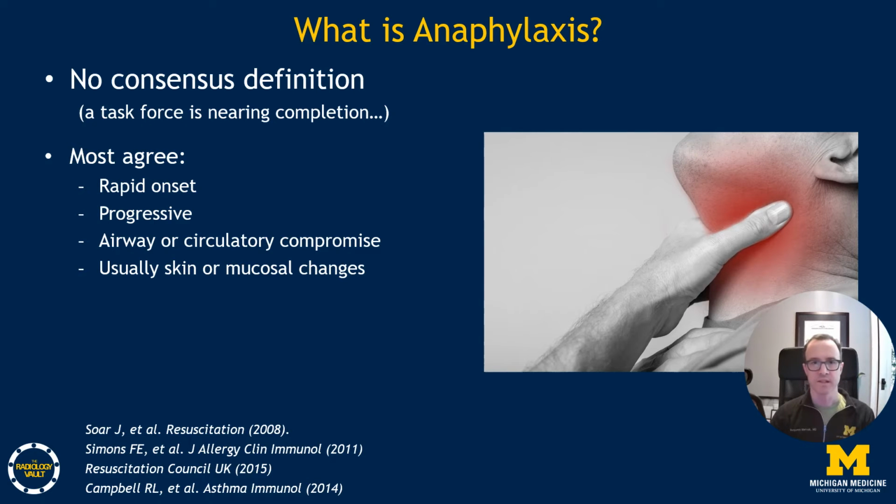So what is the definition of anaphylaxis? Well, there's no consensus, although a task force has been convened and is nearing completion on a definition. Most people would agree that anaphylaxis is rapid onset, progressive, has airway or circulatory compromise, and usually has skin or mucosal changes.